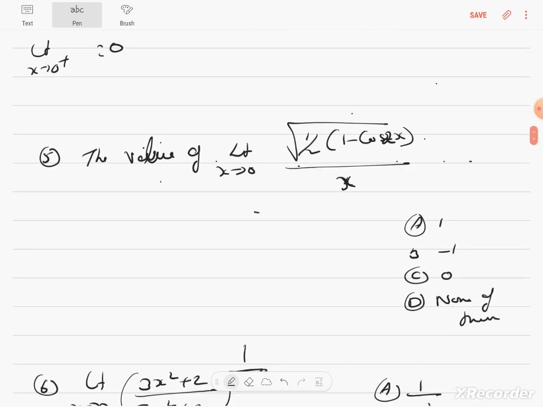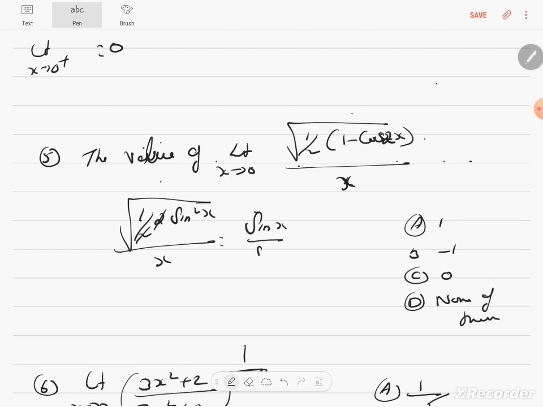The limit x tends to 0, root of half into 1 minus cos 2x. 1 minus cos 2x is 2 sin square x. So root of half into 2 sin square x, where this and this get cancelled, by an x, which itself is sin x by x. Limit x tends to 0, this answer itself is 1, thus A is the right answer.